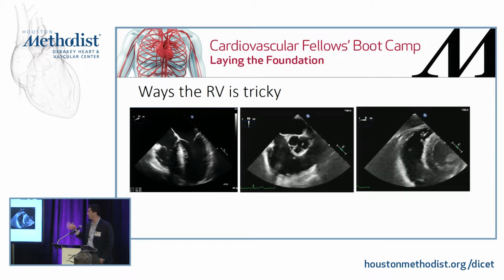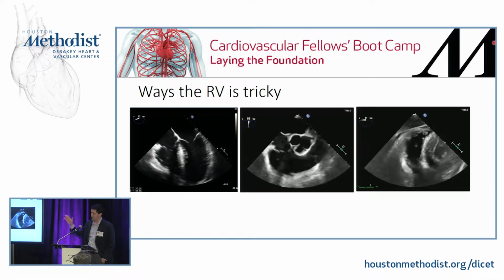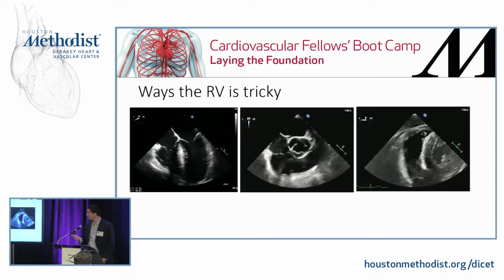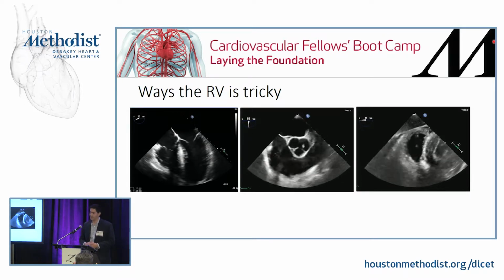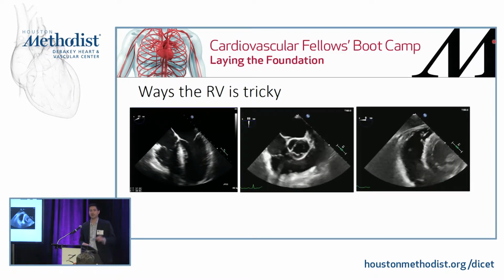A couple other things you can pick up from TEE views is that the RV is relatively far away from the probe, so that makes it a little tougher to image. It also has a bit of an unusual contraction pattern. So the free wall of the RV, you can appreciate on the image on the right, the transgastric view, kind of squeezes up against the interventricular septum. You can also notice from the middle image in the RV inflow-outflow that the tricuspid annulus is kind of swinging up and down in addition to the free wall squeezing up against the interventricular septum.